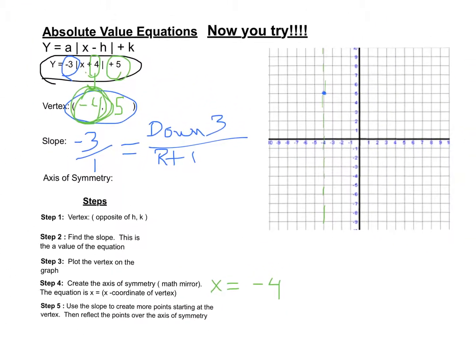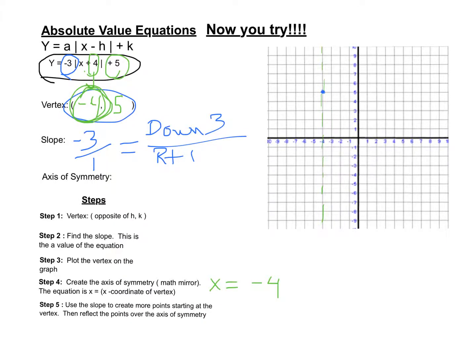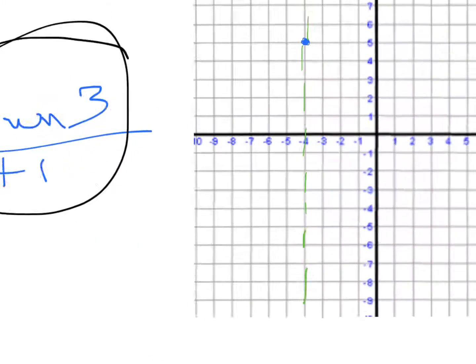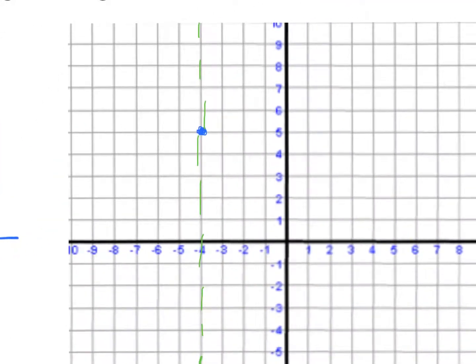Okay. So now we're going to create more points using the slope. Again, our slope says we're going to go down 3 and to the right 1. So from our vertex, we're going to go down 1, 2, 3 over 1. Now using those coordinates, we're going to reflect those over the axis of symmetry.